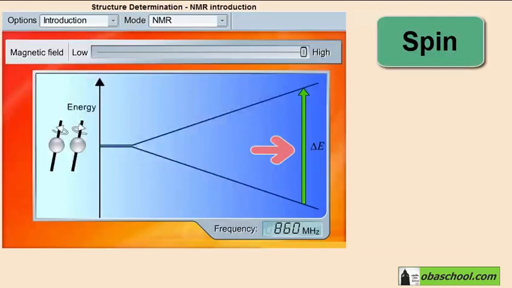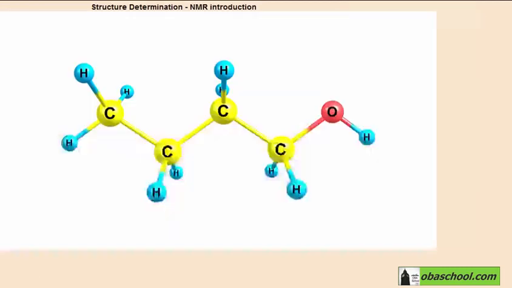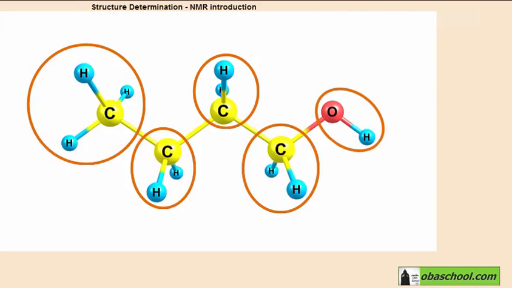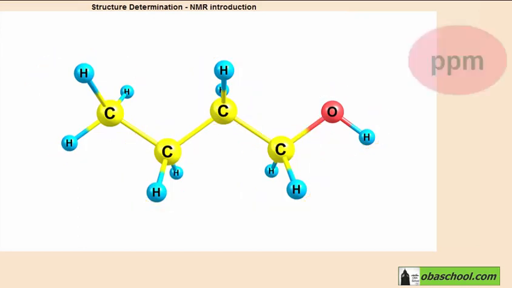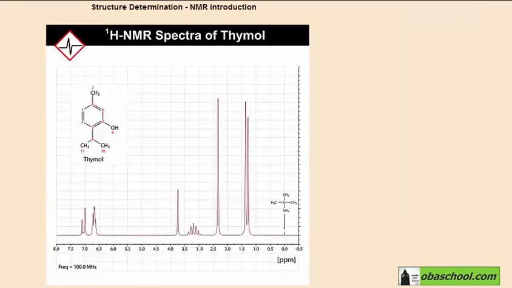By jumping between the two energy states, hydrogen atoms in different parts of a molecule will experience slightly different magnetic fields because of their chemical environment. Their electron clouds shield them from the external field to different extents. These differences are in parts per million, ppm. An NMR spectrum consists of a series of peaks representing different types of hydrogen atoms in a molecule. And if we are using carbon-13 NMR, for example, then the peaks will represent different carbon atoms in the molecule.